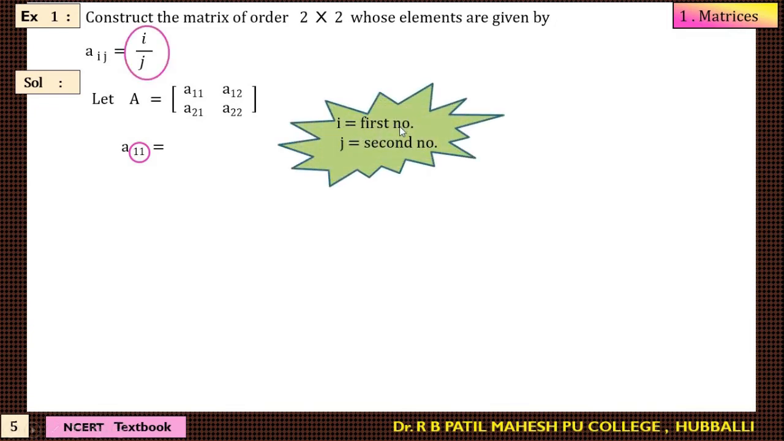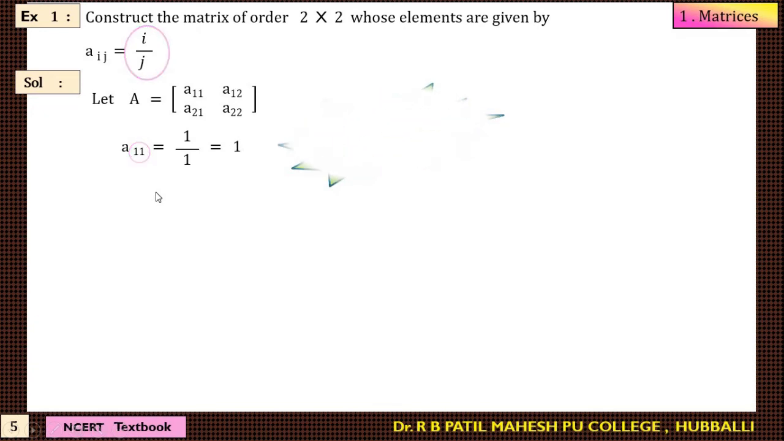Remember, i is always the first number and j means the second number we have to take in this subscript. Now it is i upon j, that means 1 upon 1 and its value is 1. And second element, that is A12. In this element, the subscript number is 1, 2. That is i is 1, j is 2, used in this formula 1 upon 2, and its value is 1 by 2.